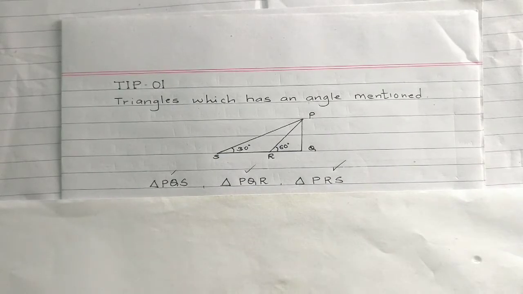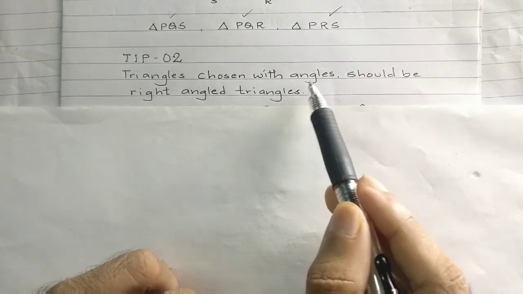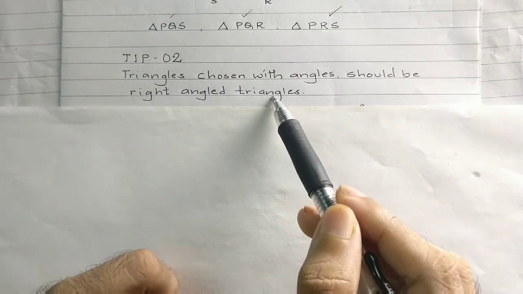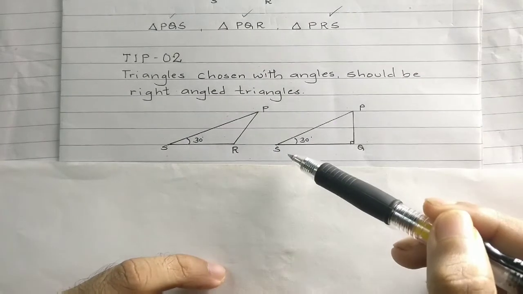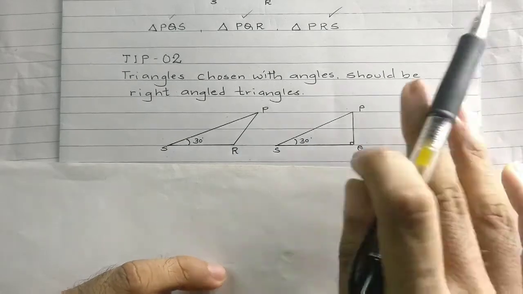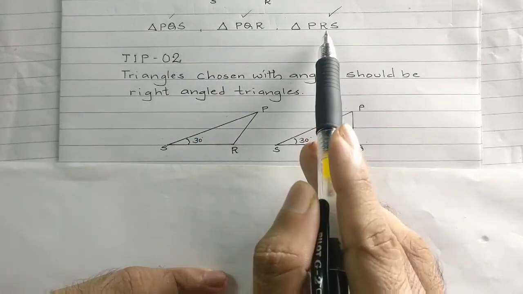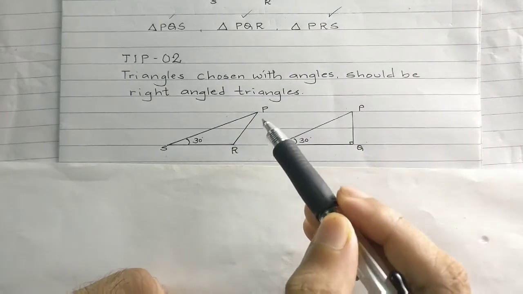Tip number 2. Triangles chosen with angles should be right angled triangles. Okay, so over here I have taken the same example like the previous one. I've just separated those two triangles. There was a confusion whether I should take this triangle or this triangle, right, which has an angle 30. So let us clear that doubt.